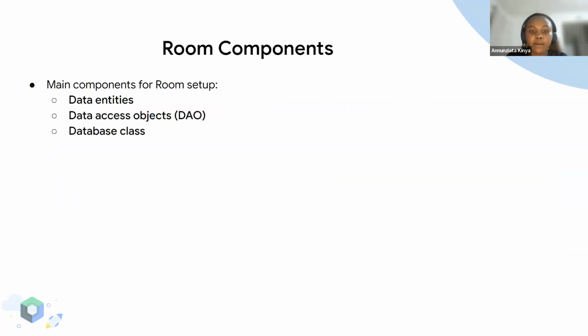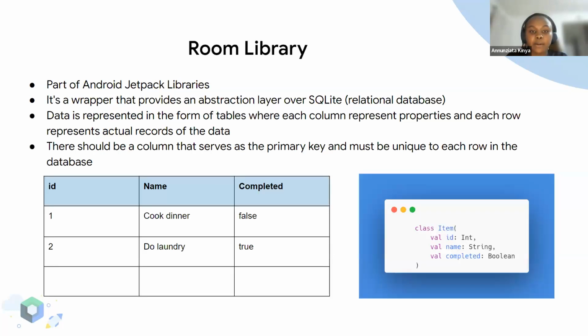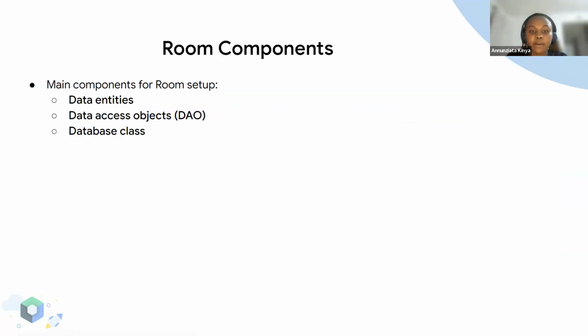So we talked about Room, then how are you able to set up Room and use it in your applications? Room has three main components to set up and use. One, the data entities, two, the data access objects, and three, the database class. We're going to go through each of them and how to implement each of them. So I'll go to the next slide.